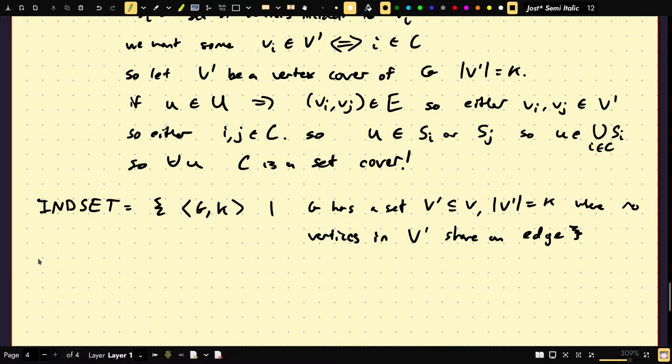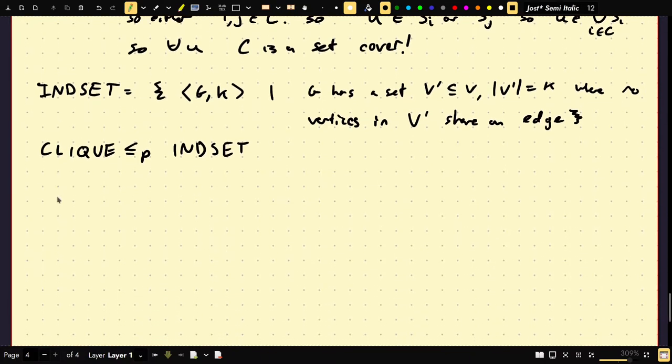So what we can do is reduce clique to independent set. And this is perhaps one of the easiest reductions. This is not even given by Karp, it's just sort of almost obvious. I'm proving this because when we prove other NP-complete problems, perhaps it's easier to reduce to independent set than clique, for example. So if (G, K) is in clique, that implies that (G complement, K) is in independent set.